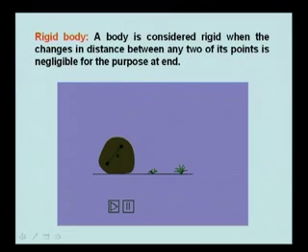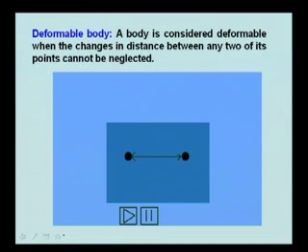Suppose this is a body. Now if we apply a force, the distance between two particles remains the same. Therefore, this body can be considered a rigid body. Next, a deformable body. A body is considered deformable when the changes in distance between any two of its points cannot be neglected. In this case, imagine that this is made of a rubber material, and if there are two particles and you apply a force, then the distance between these two particles changes. Suppose this particle is here, after the application of the force it can be here, and therefore this body is a deformable body.